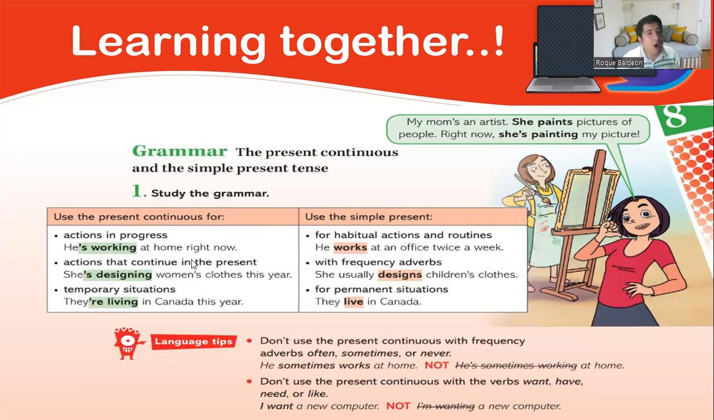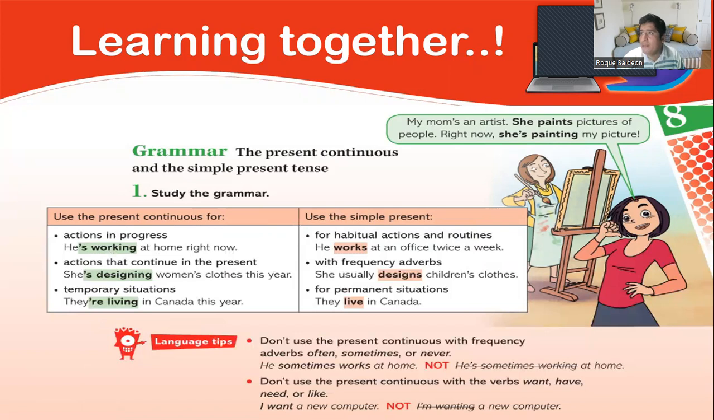Action in progress. He's working at home right now. Él está trabajando en casa ahora mismo. Action that continues in the present. She's designing women's clothes this year. También, ¿no? Good. Temporary situations. They're living in Canada this year. Es como le decía. Good.